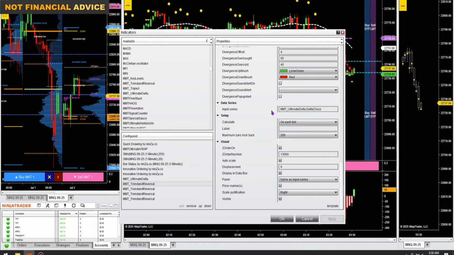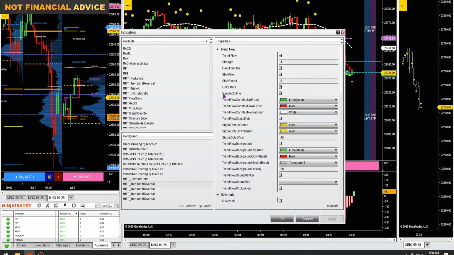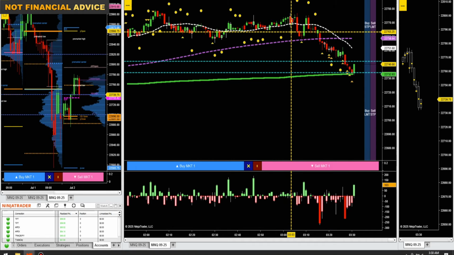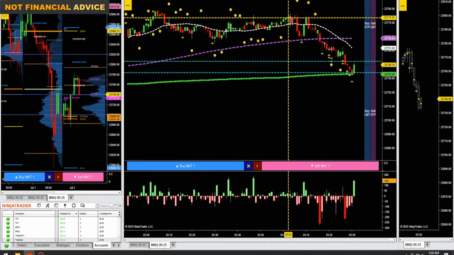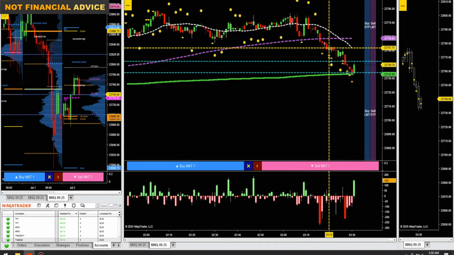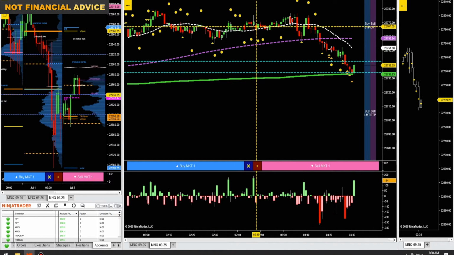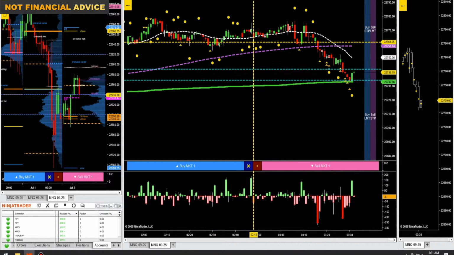I've got an input series of the ultimate delta. I'm using the regular per bar delta as the input series. I've got the directional filter off, and then I'm using the SMA filter with an SMA period of 9. Then I've also got single bar divergence activated. Single bar divergence is painting these white outlines. So anytime there is single bar divergence, I will get a white outline.